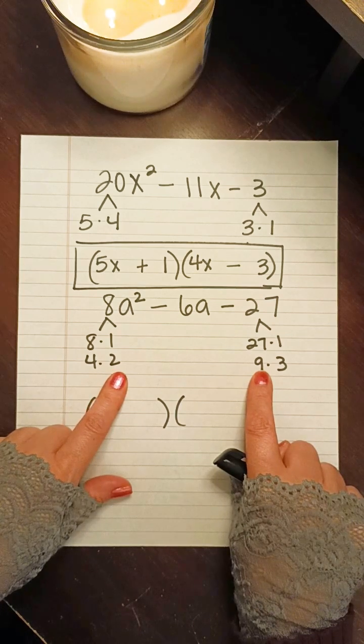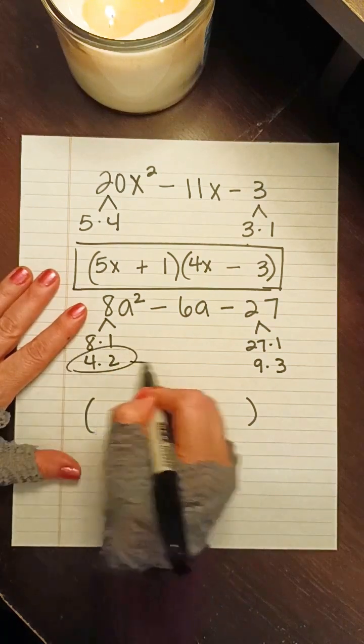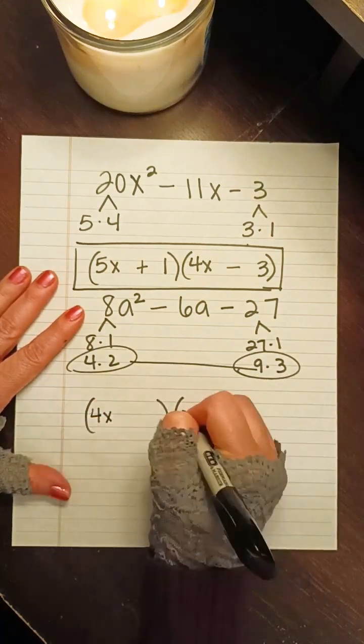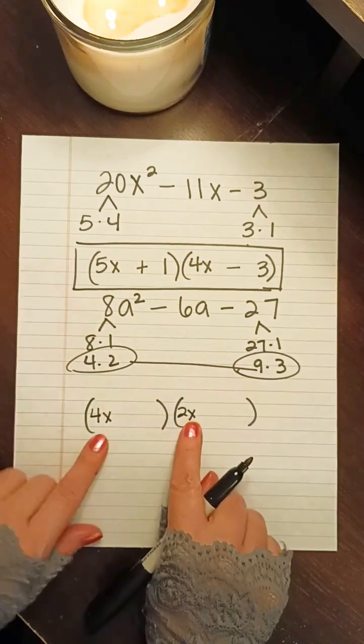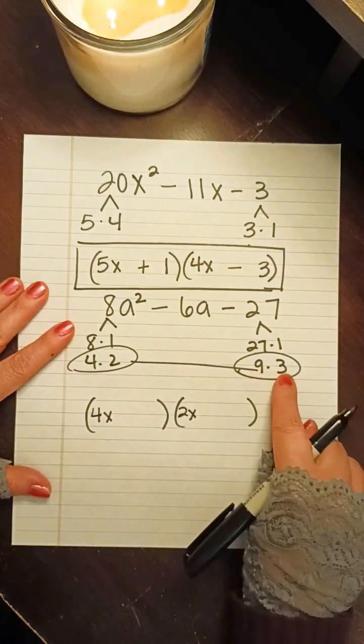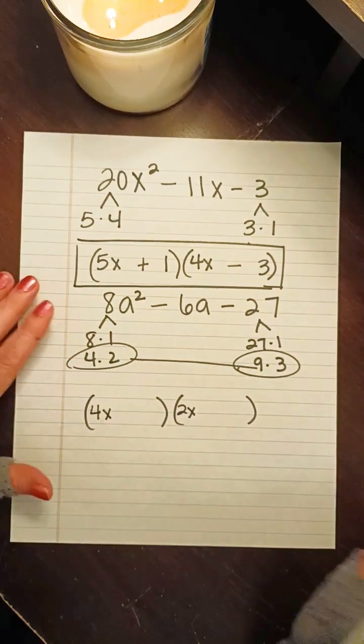18 minus 12 will be 6. So this pair needs to be paired with this pair. So I have 4x, 2x, right? These two get placed first. Now I have to worry about where I place my 3. So basically when you're placing these two, you just place them first. There's no thinking about it.